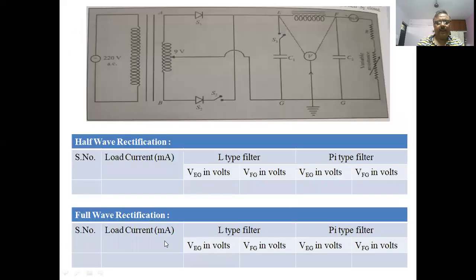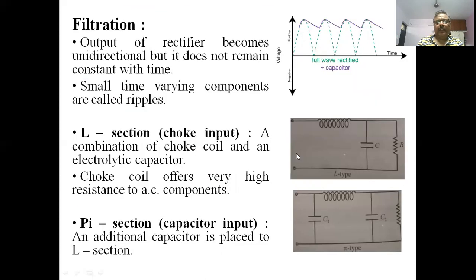The principle is simple: the choke coil offers very high resistance to the AC component, so it prohibits the AC component from going ahead, whereas the capacitor has very high impedance for the DC ones, so it will prevent DC from bypassing.